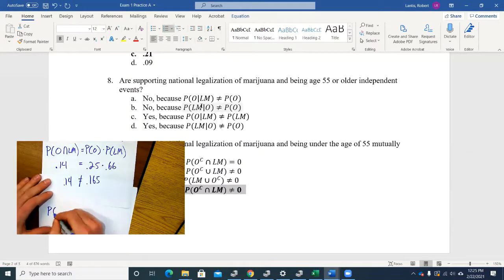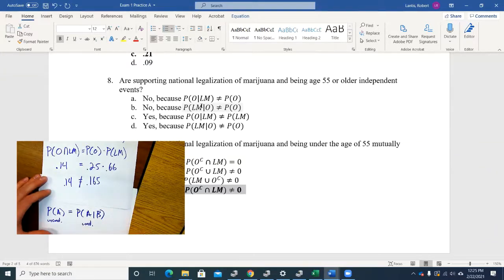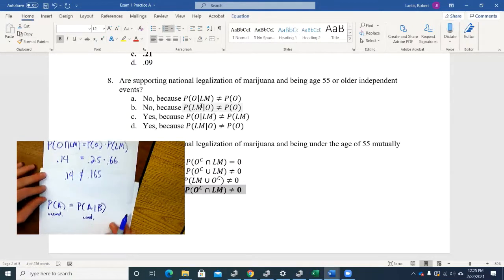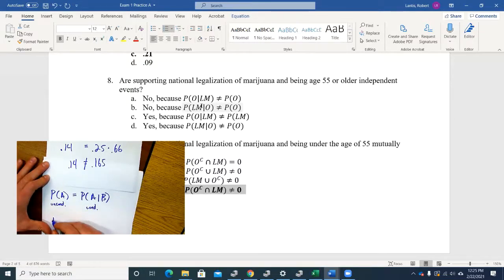The actual definition is if the unconditional probability of A is the same as the conditional probability of A, then these are independent events. It doesn't matter if we know that B has occurred. So in the context of our example, if the probability of being older than 55 is the same as the probability of being older than 55 given that they want marijuana legalized, I'm just writing out the definition of independence in the context of my example. If this holds, then I know that they're independent.